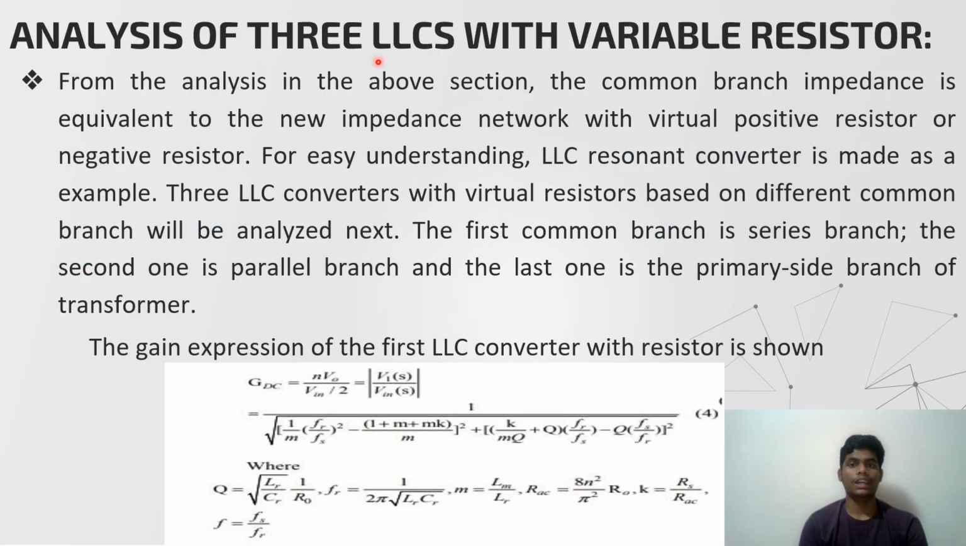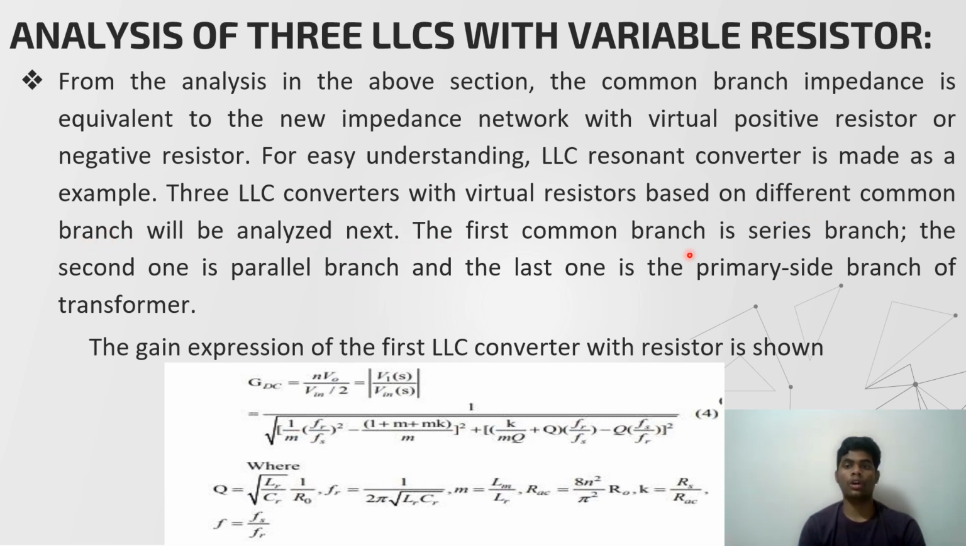Analysis of three LLCs with variable resistors. From the analysis in the above section, the common branch impedance is equivalent to a new impedance network with a virtual positive resistor or negative resistor. For easy understanding, the LLC resonant converter is taken as an example. Three LLC converters with virtual resistors based on different common branches will be analyzed next.